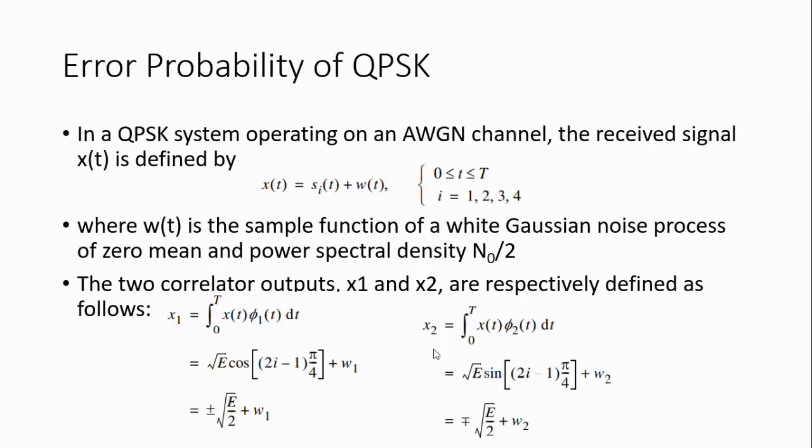Error probability of the QPSK. Here the error probability of the QPSK system is considered operating in the additive white Gaussian noise channel, and the received signal is defined as x of t is equal to si of t plus w of t.